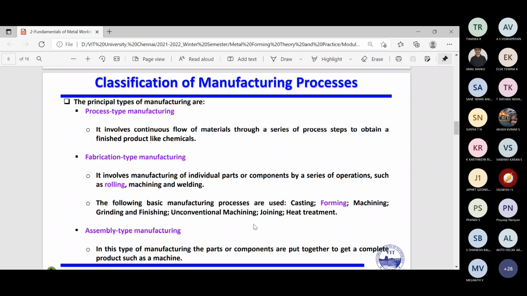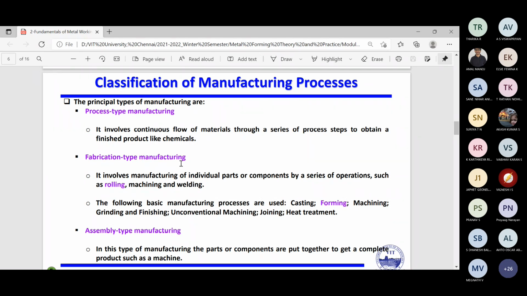So next one, we have the classification of manufacturing processes. We have also talked about these in machining. That's why I asked you in the beginning. In many books they have defined it in different ways, so I put here the principal types of manufacturing. One is process type manufacturing, second is fabrication type manufacturing, and third is assembly type manufacturing, which you already explained to me.